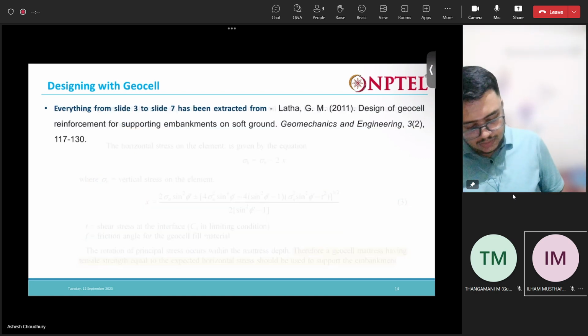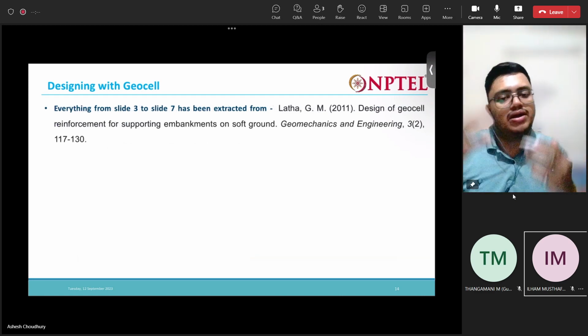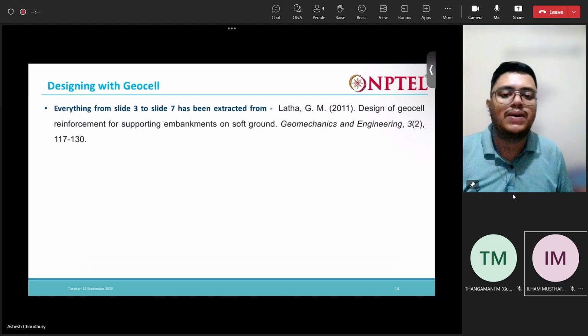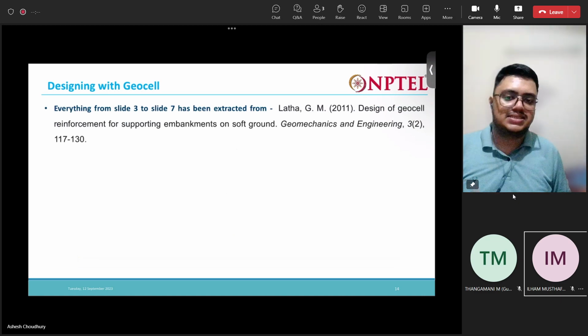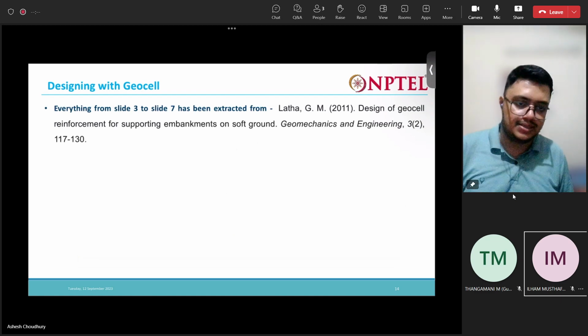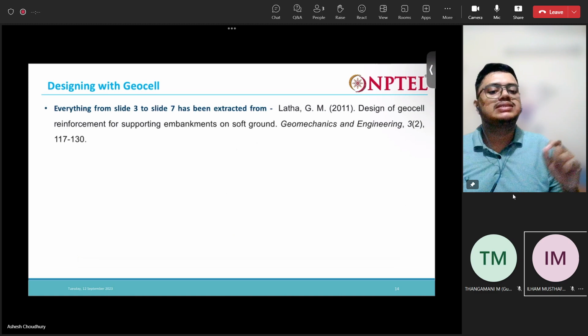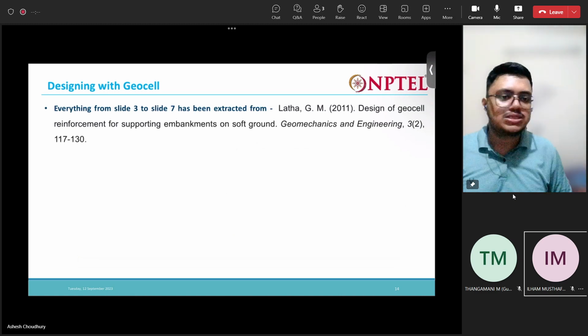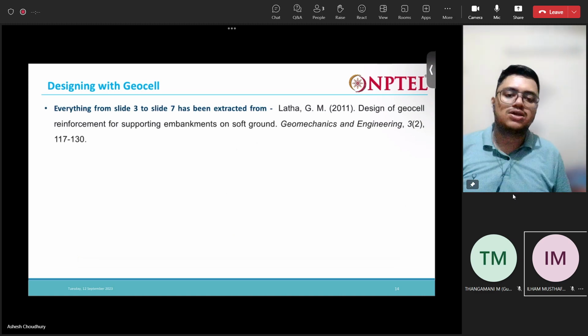So all this that I had discussed is described in this paper by G. Madhavi Latha ma'am from IISc Bangalore. She had actually done research on this. And if you go through this paper, you will see that many other methods are also summarized. One method is given by her itself, and some other methods are also there.